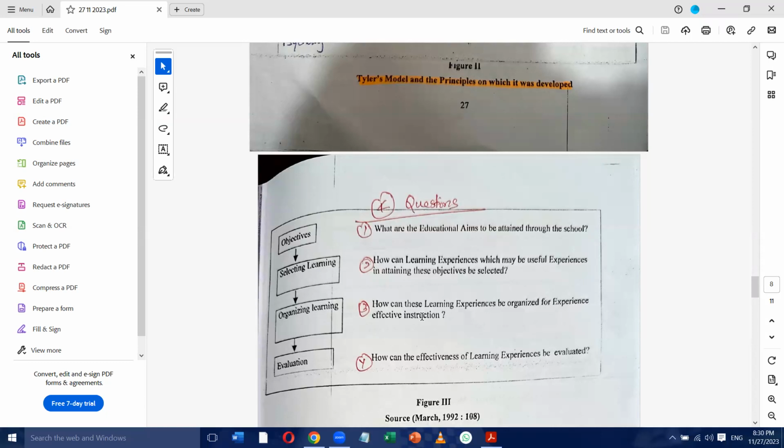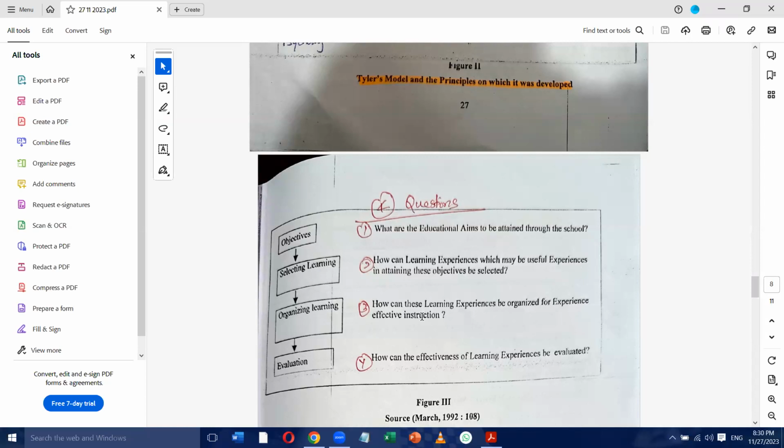In order to develop the curriculum in Sri Lanka or elsewhere, normally each and every school doesn't have its own curriculum, because a uniform curriculum is set up and distributed among the schools in a country. So, what are the educational aims to be attained through the schools? That is the first question.